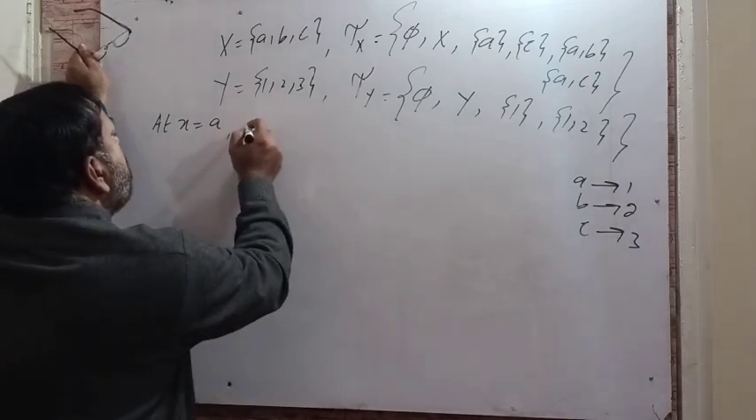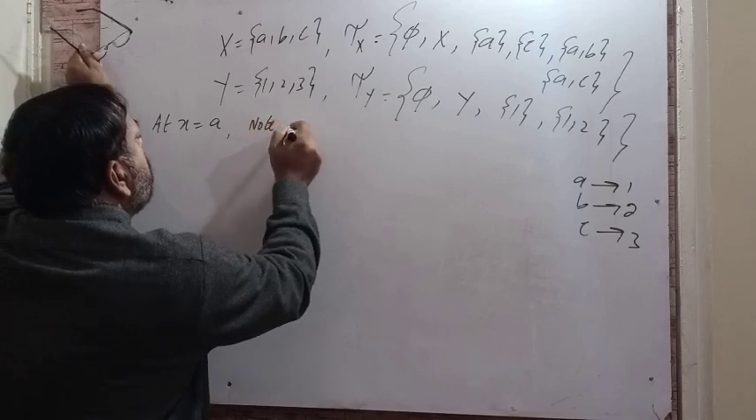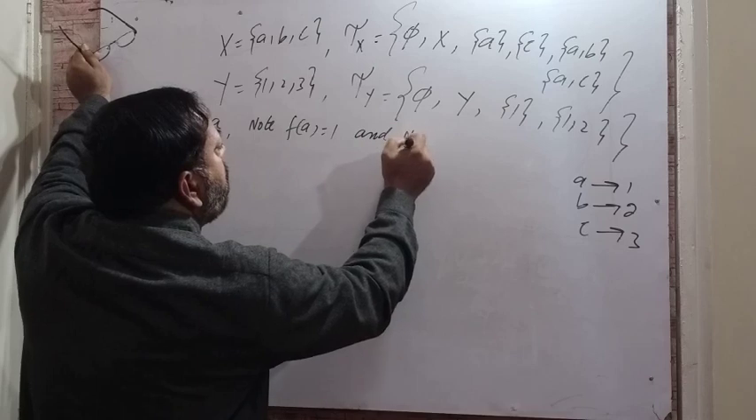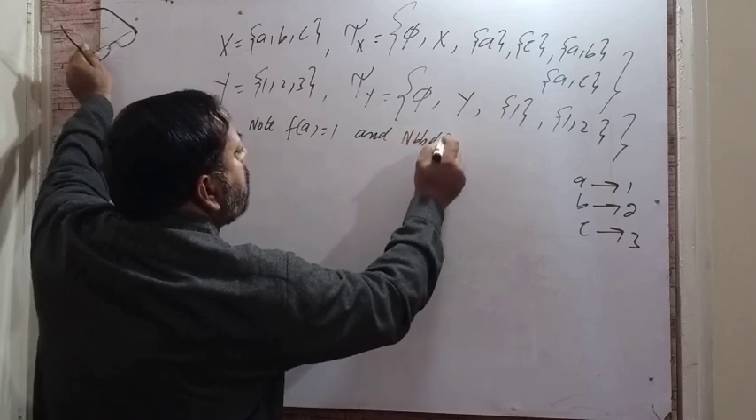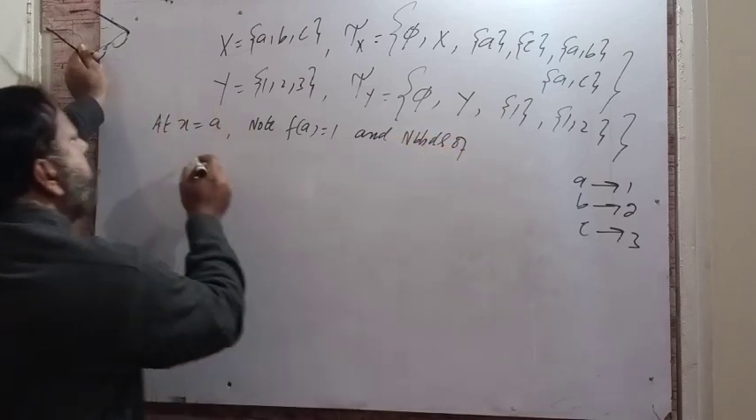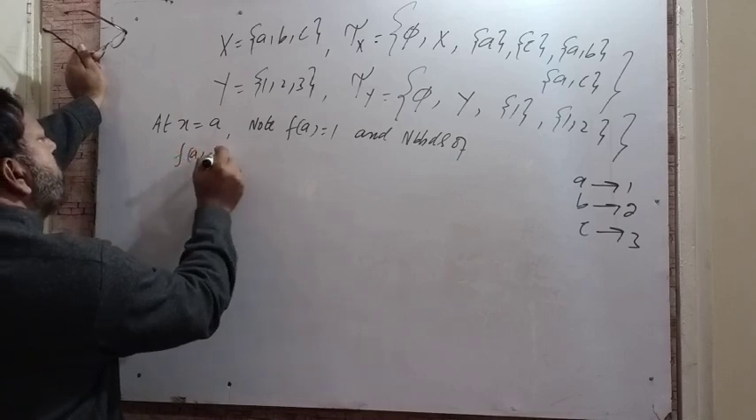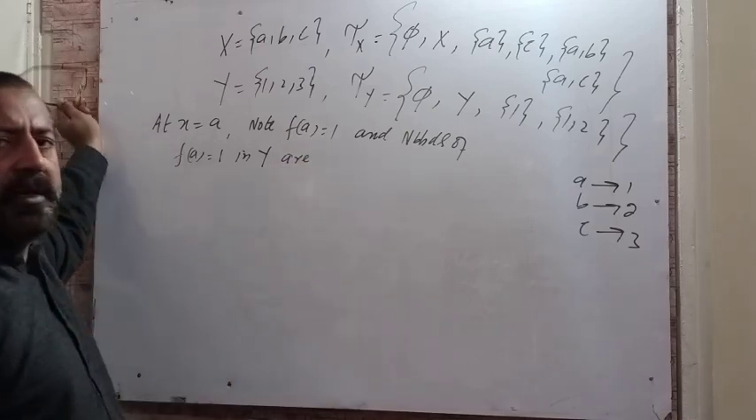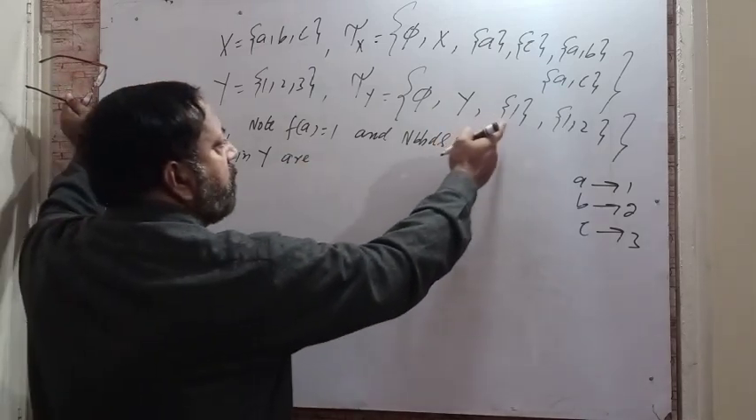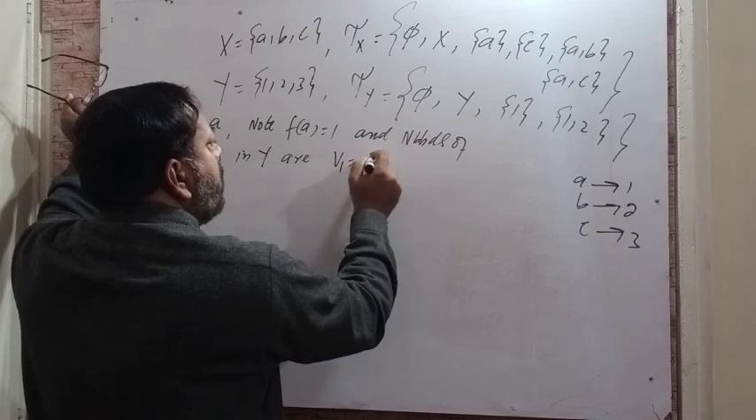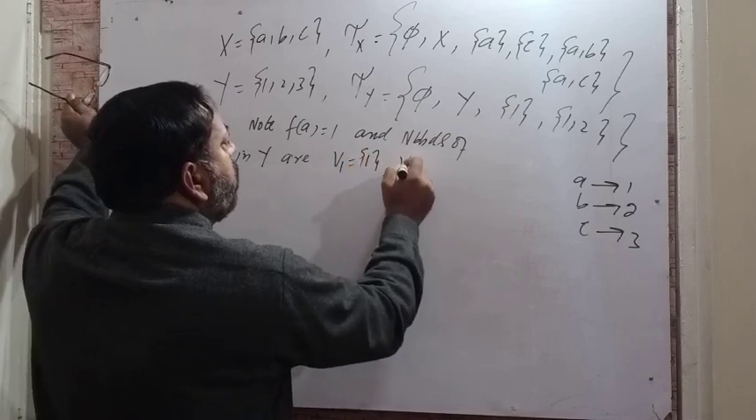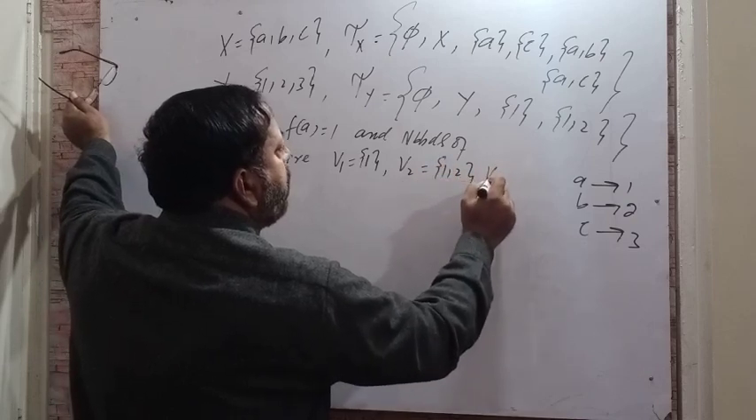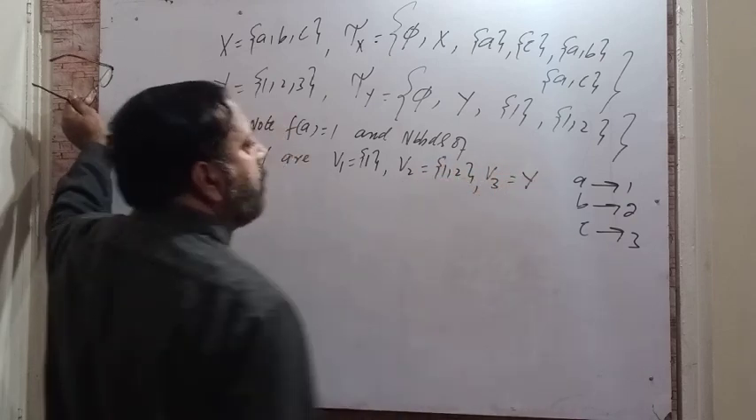Then note f of a is equal to 1 and the neighborhoods of f of a is equal to 1 in y are, you have 3. Here we have 3 neighborhoods. One is v1 is equal to {1}, v2 is equal to {1, 2}, and v3 is equal to y, right?